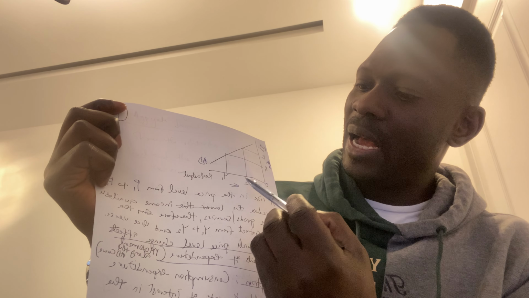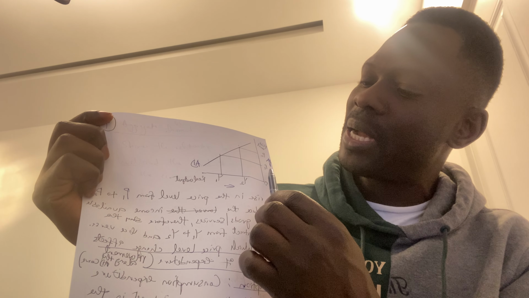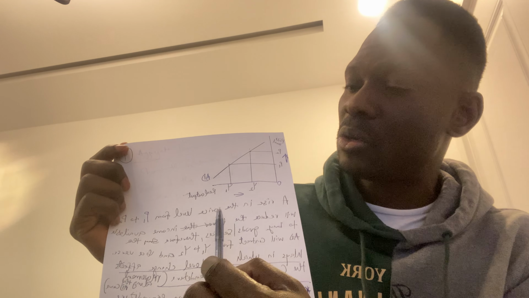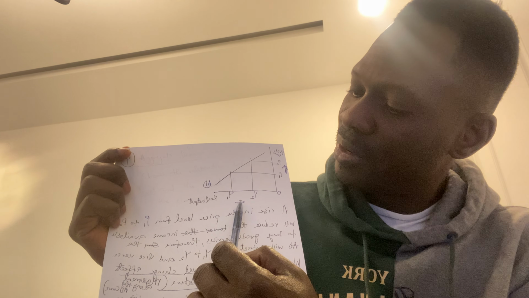As the price increases from P1 to P2, the level of income available for households will reduce from Y1 to Y2. So that means the quantity demanded will contract. This is about movement along the demand curve for price. Are you with me, please?